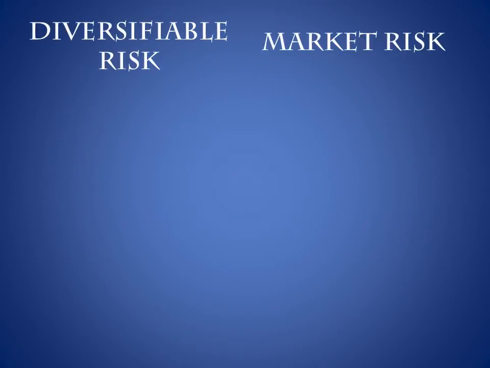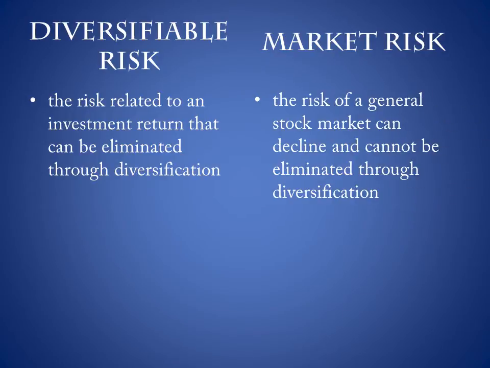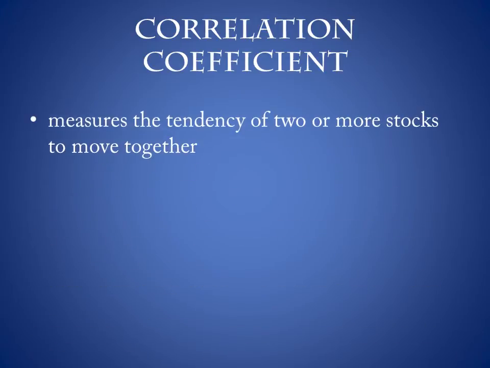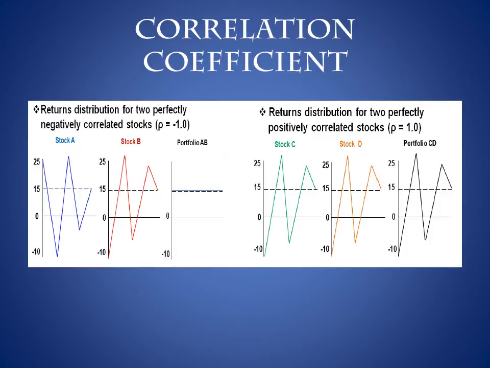Diversifiable risk is the risk related to an investment return that can be eliminated through diversification, while market risk, the risk of a general stock market decline, cannot be eliminated through diversification. After that, we also have to check the correlation coefficient of 2 or more stocks. This measures the tendency of 2 or more stocks to move together. It can be seen this way.